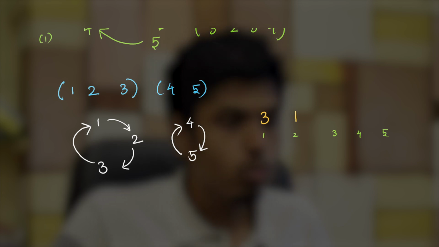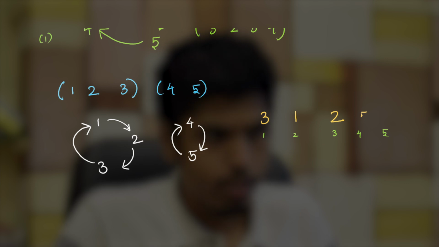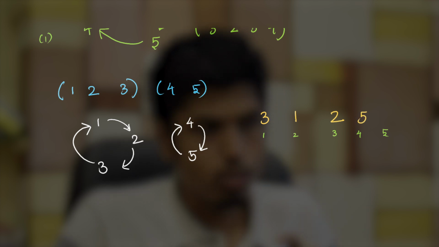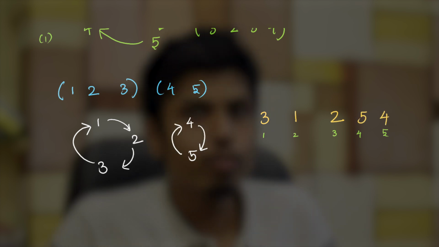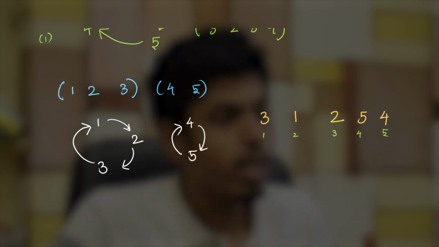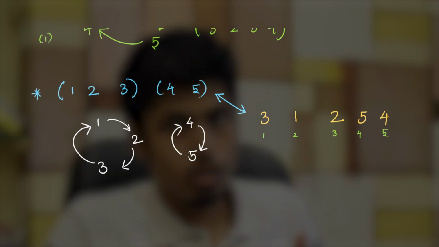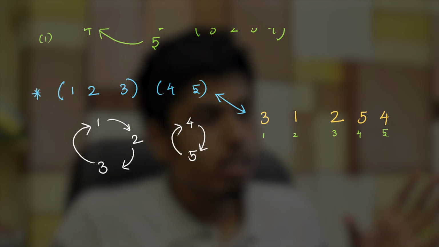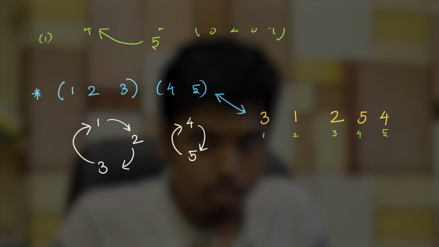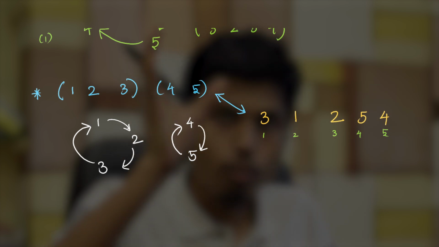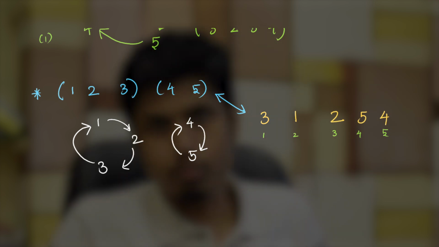And the number 2 is in the place of, and similarly 4 is in the place of 5 and 5 is in the place of 4. So 3, 1, 2, 5, 4 is the permutation represented by the cycle 1, 2, 3, 4, 5. So this is a one-to-one correspondence between the set of all permutations and the set of all cycle representations.